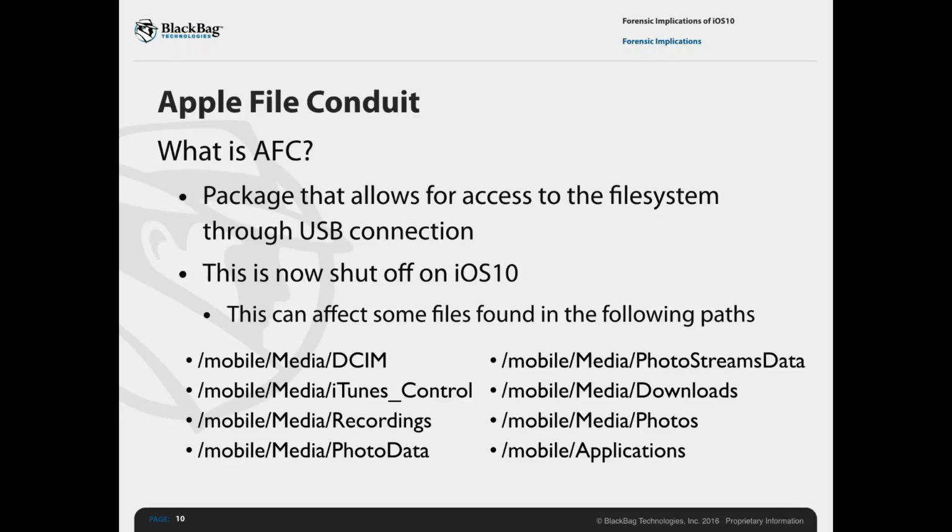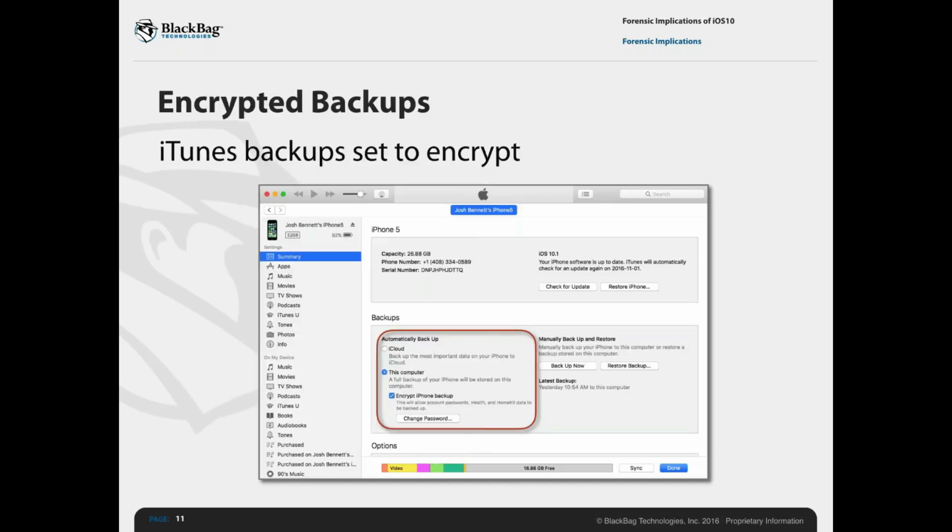Another thing that's affecting iOS acquisitions is the user turning on encrypted iOS backups. If the user has set within iTunes to encrypt the backup, they will provide a passcode that is not necessarily the same passcode the user used to unlock the actual phone. With a phone, you may have a 4 to 6 digit passcode to unlock it. With an encrypted iTunes backup, you can put anything down as a password. It could be a word, alphanumeric, whatever you want.